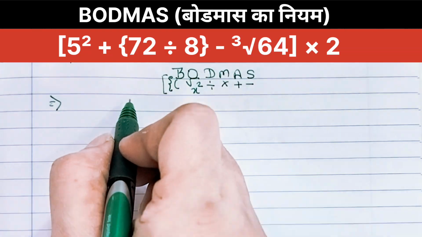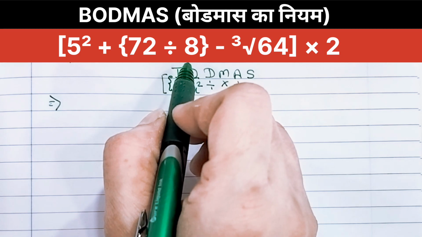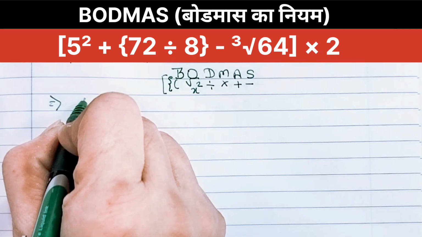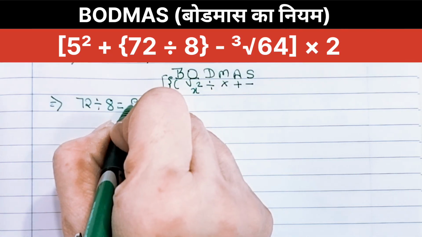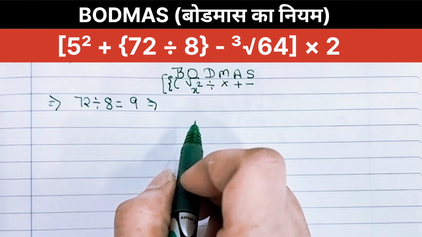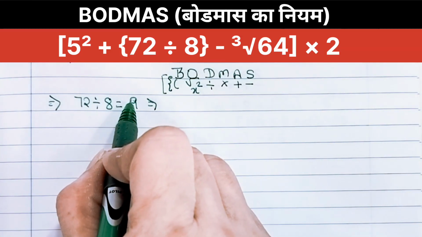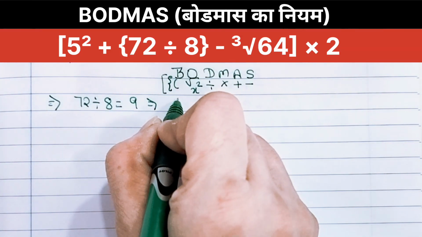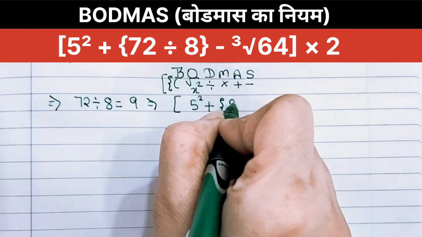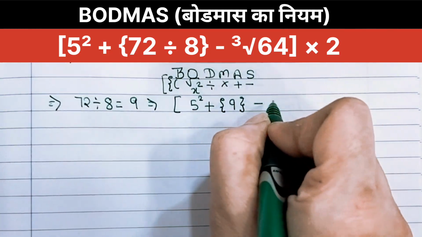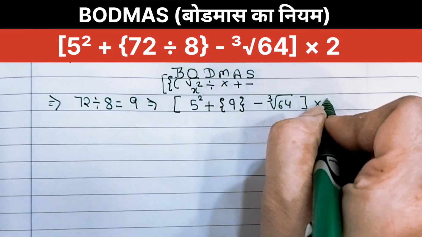Now the first step: solve the innermost parenthesis. The small parenthesis is 72 divided by 8. Now calculate the division inside it. 72 divided by 8 gives 9. According to this step, BODMAS says brackets must be simplified first, starting from the innermost layer, which is the small brackets. And now the current expression becomes 5 square plus curly braces 9 minus cube root 64, and multiplied by 2.